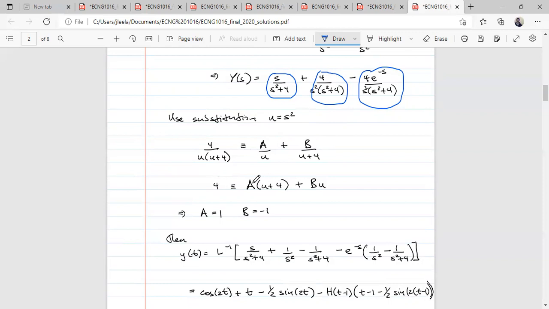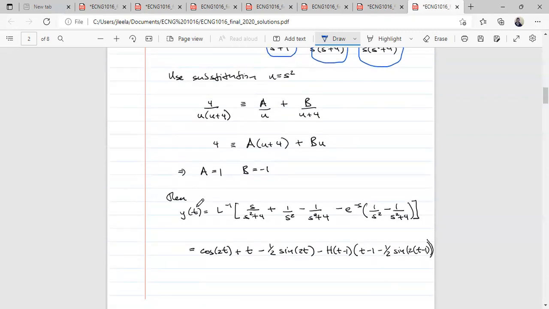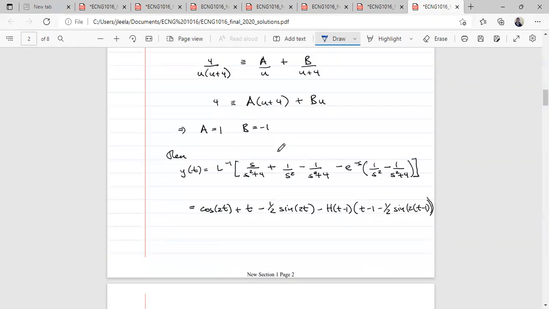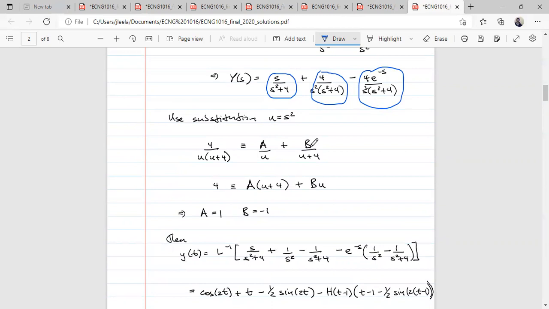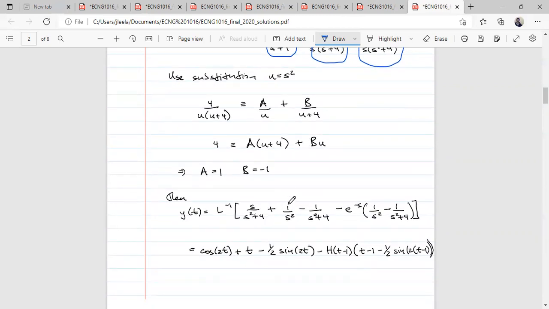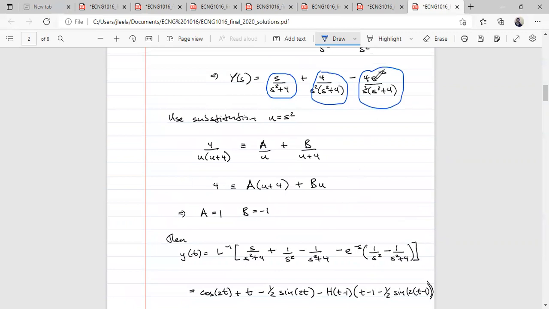So you have 4 here will be equal to A into u plus 4 plus B into u. And when you're solving this here, it's easy to solve. You just put u equal minus 4 and you'll get B to be minus 1. And if you put u equals 0, you'll get A to be 1. Right, so you have here 1 and minus 1. So you have s over s squared plus 4 plus 1 over s squared minus 1 over s squared plus 4. And then you pull your e to the minus s on the outside, and then you have the same partial fractions as this here, 1 over s squared minus 1 over s squared plus 4.